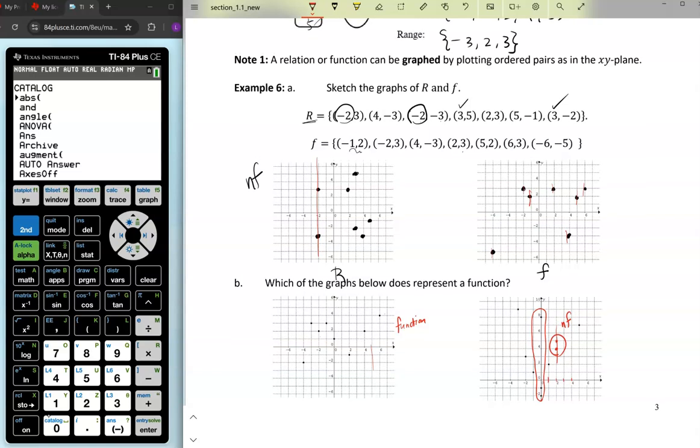All right, so our next video is on the next page of our workbook for section 1, and it's going to deal with the algebraic formulation of functions.